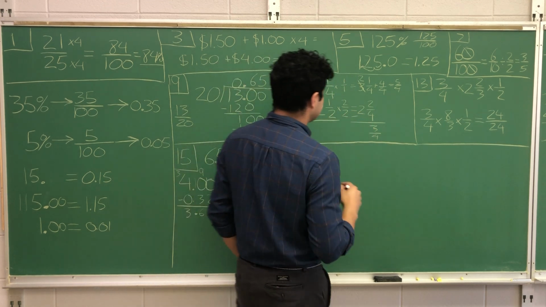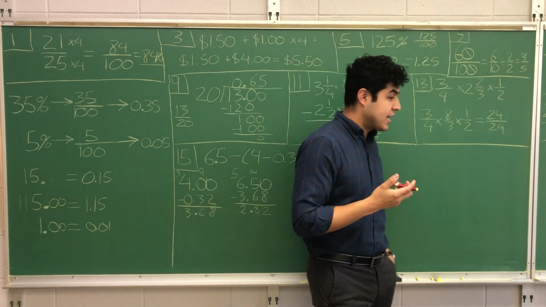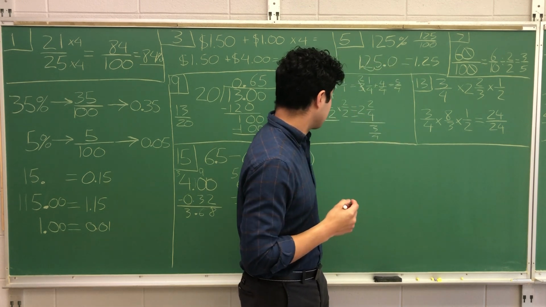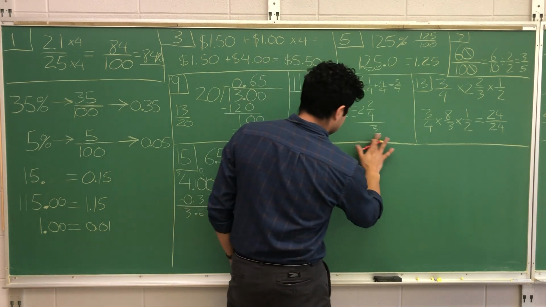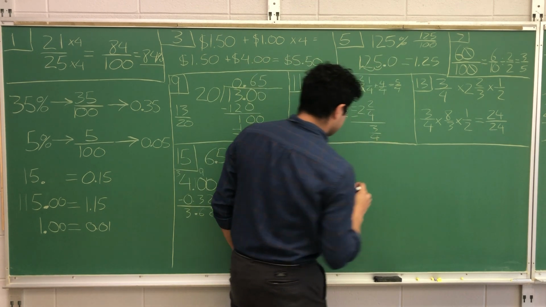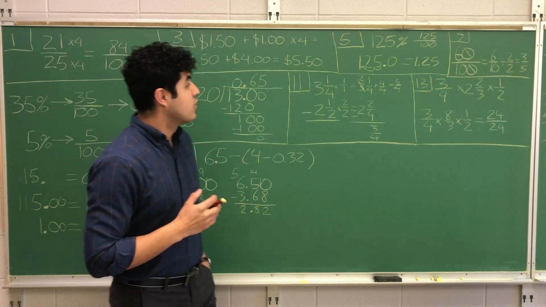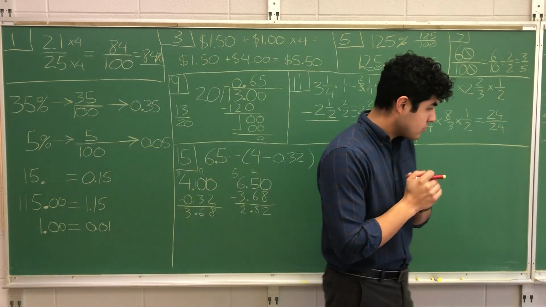And 2 minus 2 is 0. So my final answer is 3/4. That looks weird. There, that's a little better. 3/4. All right, on to number 13.